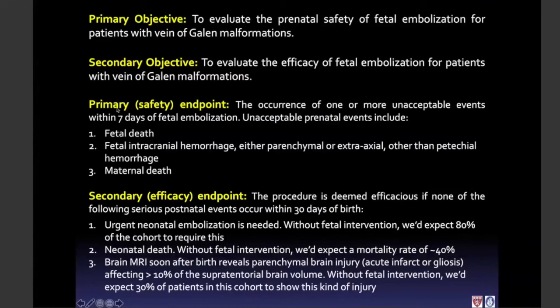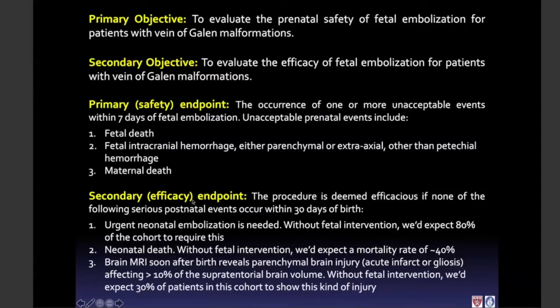There are clear safety endpoints, so there are unacceptable events that may occur within 7 days of embolization. Obviously, fetal death, fetal intracranial hemorrhage, other than minimal petechial hemorrhage, which we know can happen anyway in vein of Galen fetuses. Obviously, maternal death.